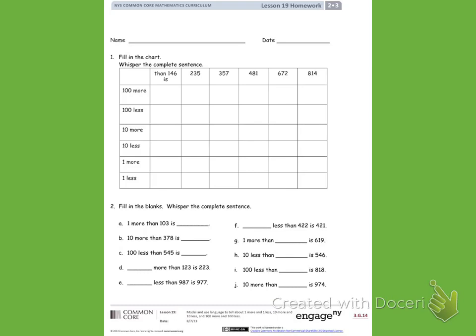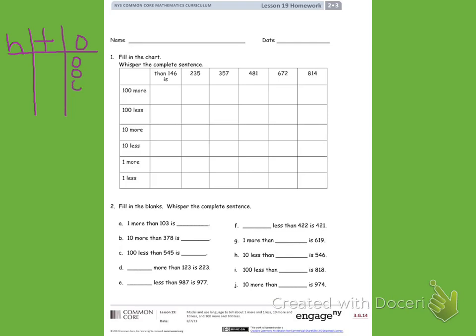The first column, 100 more than 146 is blank. It would be a good idea to have the students who are unable to determine the number right away draw the place value chart and label it ones, tens, hundreds, and then draw the number 146.